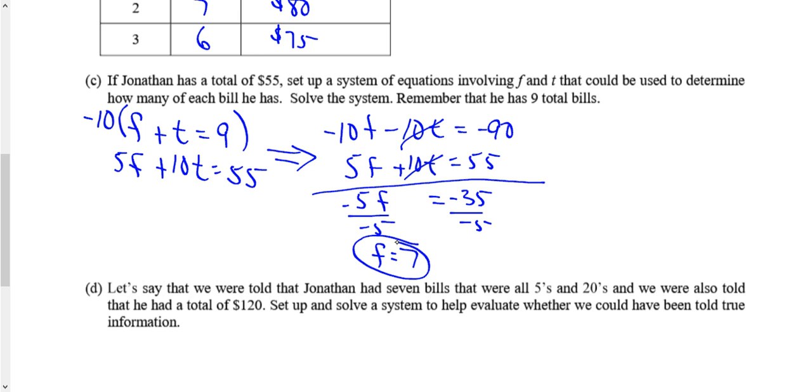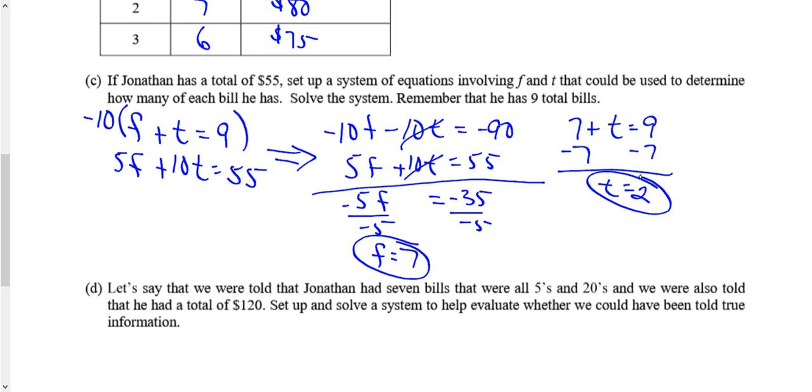Are we done? No. What do we need to find out? The number of tens, right? 7 plus T equals 9. So let's plug that into the top one, it seems easier, yeah? So replace the F with 7. So 7 plus T equals 9, T equals 2. 2 tens and 7 fives.